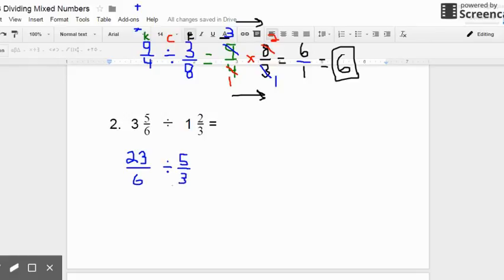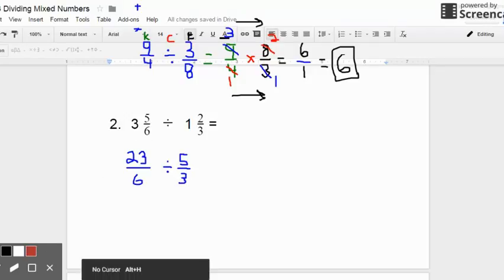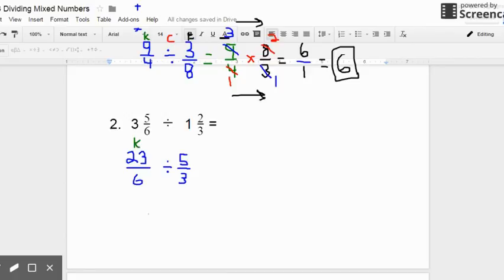And there we go. There's our step 1. I did the change from mixed numbers to improper fractions. Now I want to do the keep, change, flip. So we're going to keep this first fraction the same. We like the way this is written. We get 23 over 6.